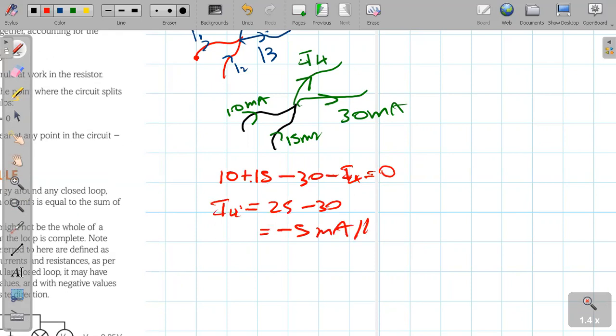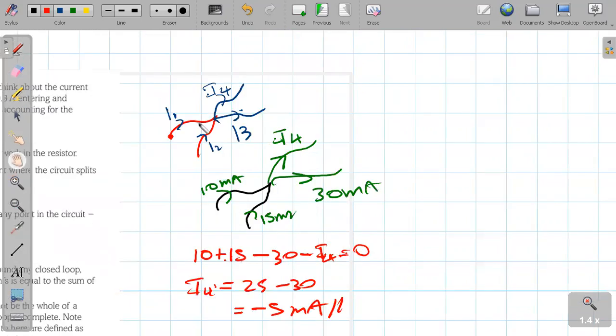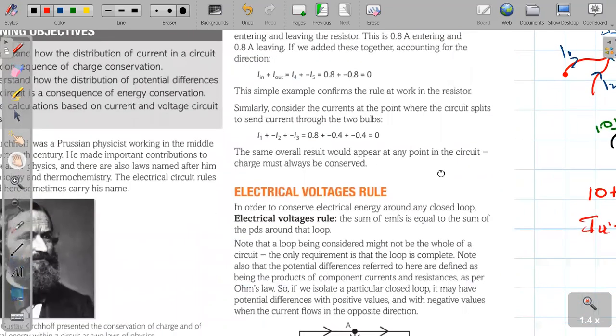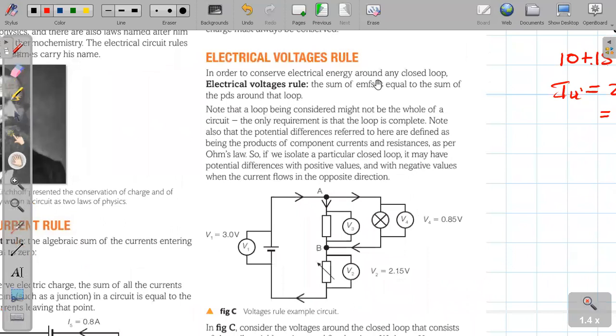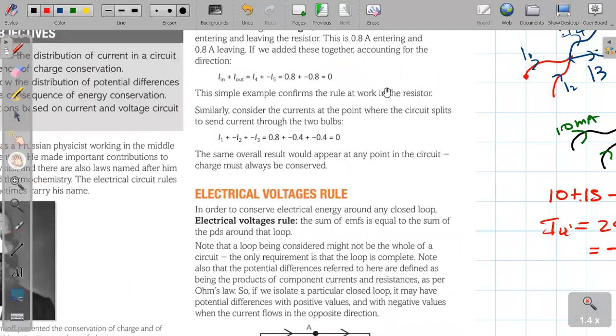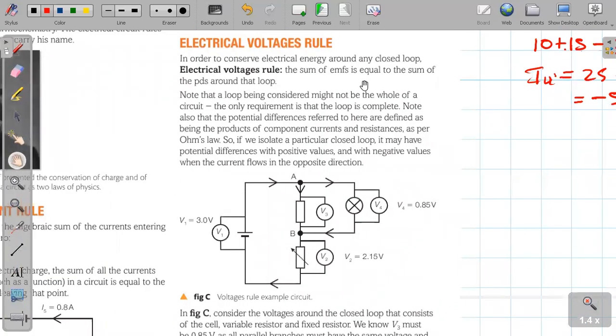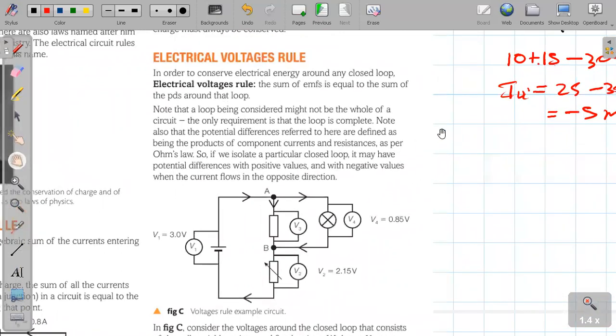What does it suggest? Minus means my initial direction was wrong. It is not going away. Actually, the current is coming towards the junction. Can you understand that? If you get a negative answer, that means your initial predetermined direction is flipped, a wrong one. So you can take a direction and find the actual direction. Just leave it with the negative answer. You don't have to change this, the negative sign is already included.